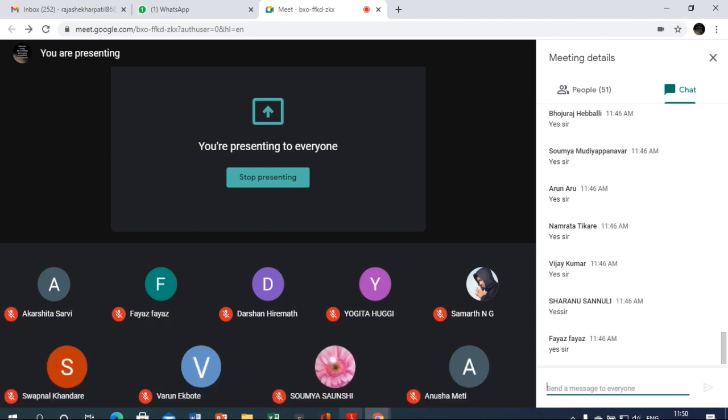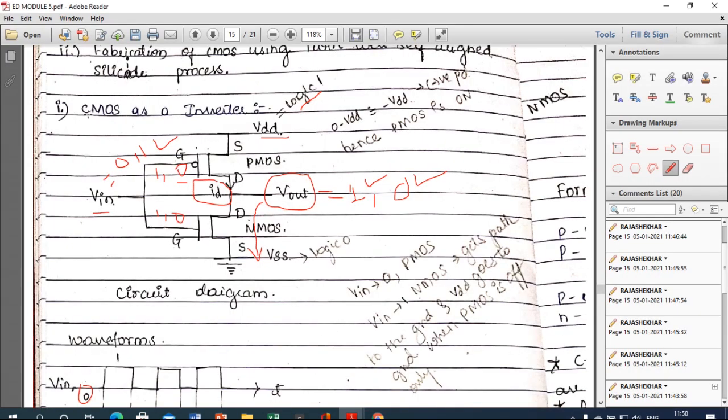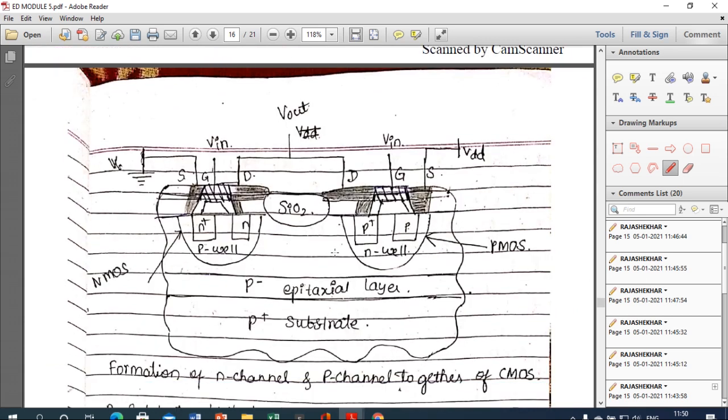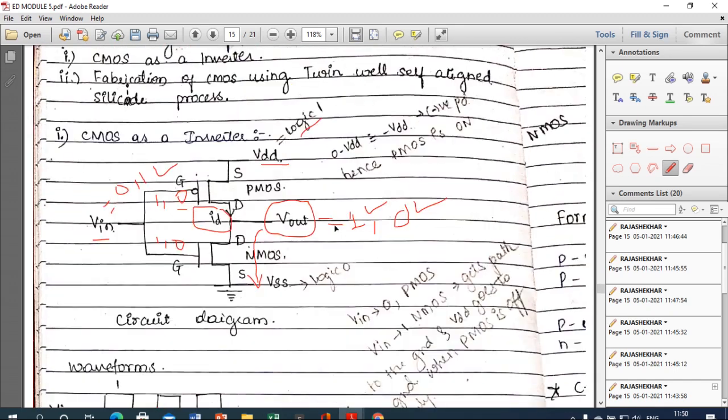Okay, fine. So this is about a CMOS as an inverter, and this is how it is explained. Now the same thing can be implemented using fabrication. The diagram which I am showing right now is a fabricated part of an inverter. This is nothing but the schematic, which uses PMOS and NMOS in terms of symbols and connecting wires.